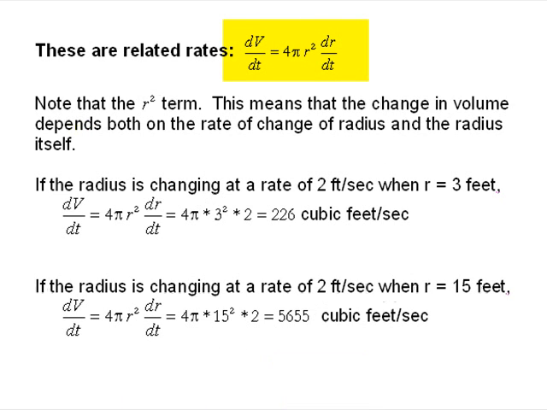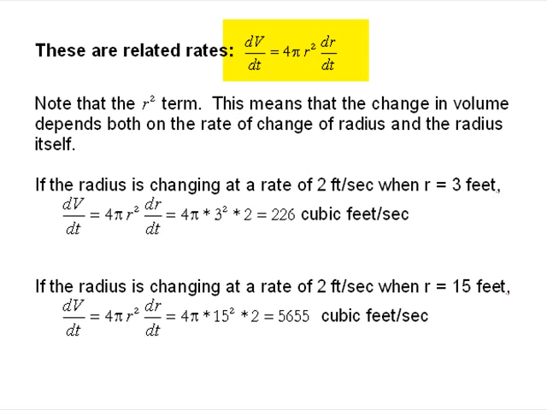Here was our result. The rate of change of volume equals 4 pi r squared times the rate of change of the radius. Note that there's an r squared term in this particular equation. That means that the volume change depends on how inflated the balloon is, and that makes a certain amount of sense. If you add volume at a certain rate to a balloon that is very inflated, you probably won't see a big change in radius. On the other hand, if you added volume at the same rate to a balloon that was very deflated, you might see a bigger change in radius.